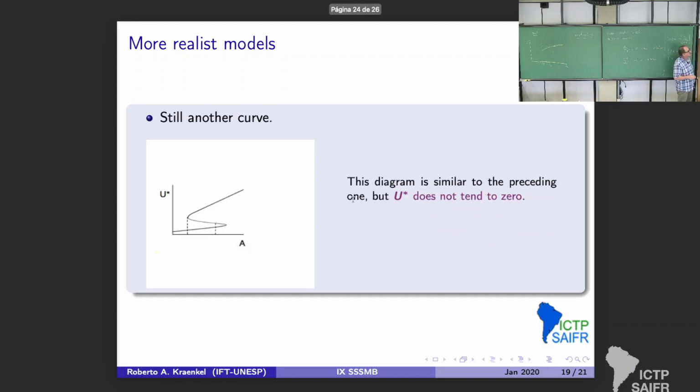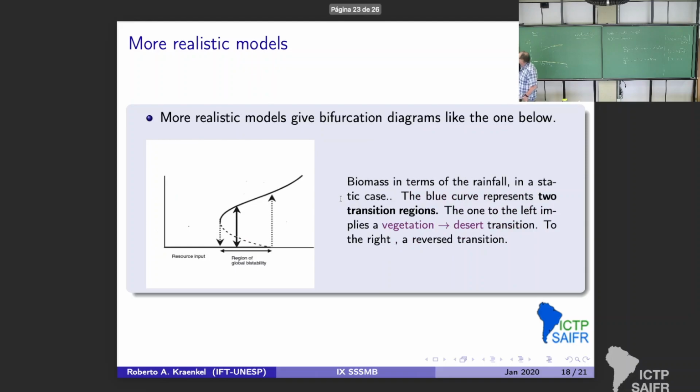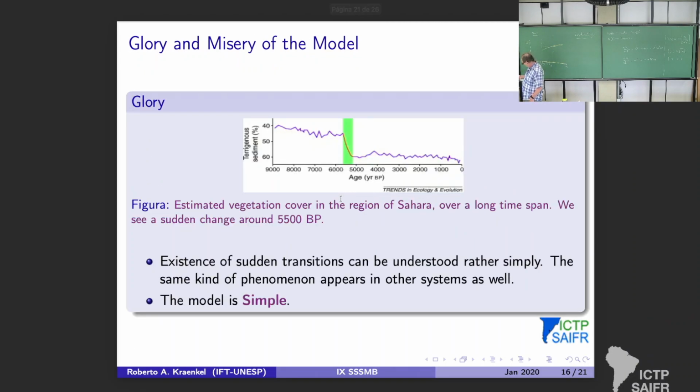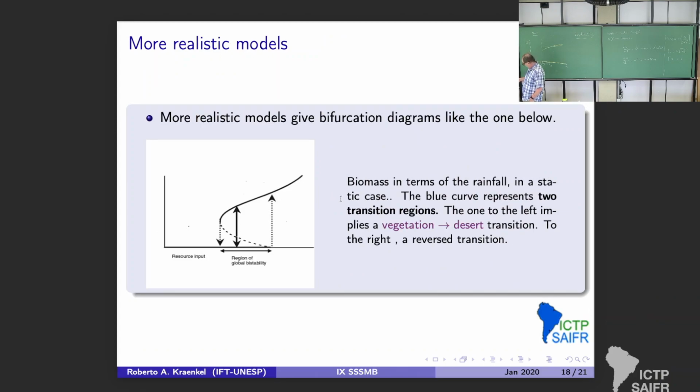And actually, then there are models like this, and this does also represent a bistable situation, but it's a non-zero desert. I mean, non-zero biomass, but small biomass instead of zero biomass. So then you would have expected something like that. So this, in the context of ecology, this region here represents what is called the existence of alternative stable states.